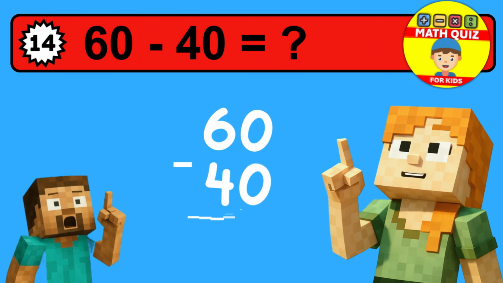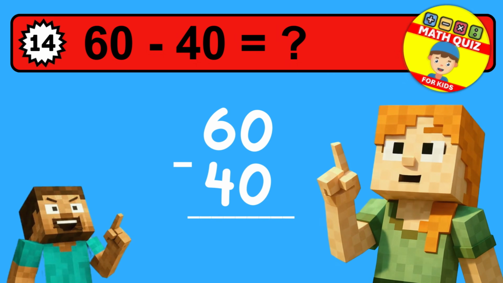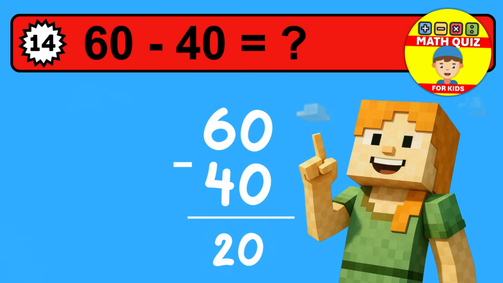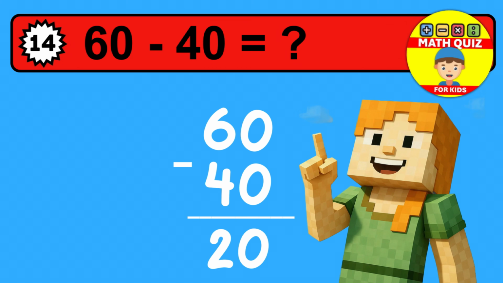Let's solve this step by step. We start with the units. 0 minus 0 is 0. Then we go to the tens. 6 minus 4 is 2. The final answer is 20.